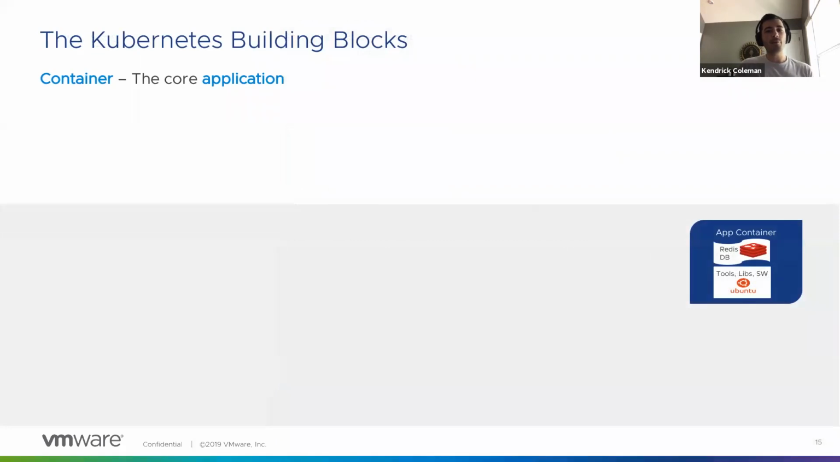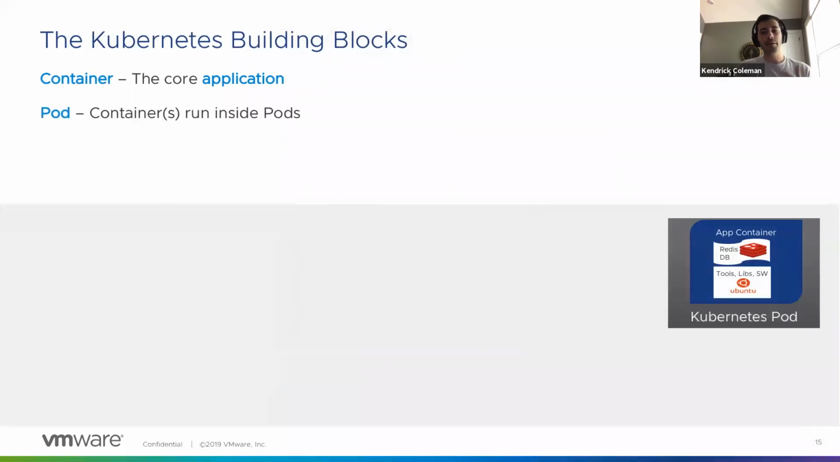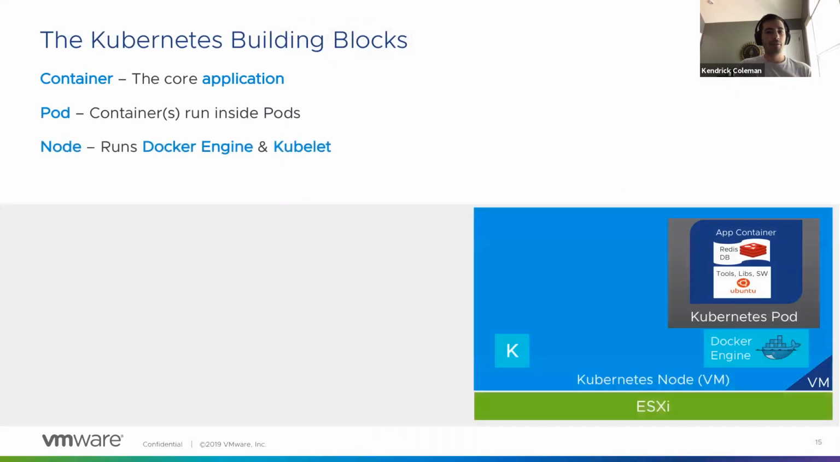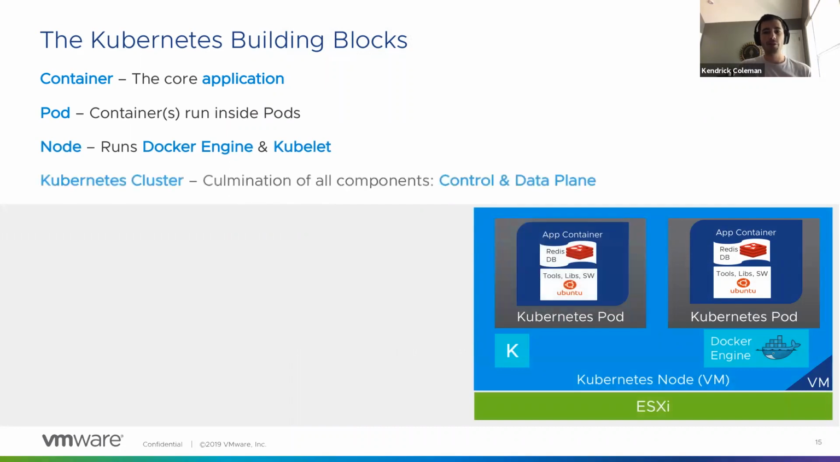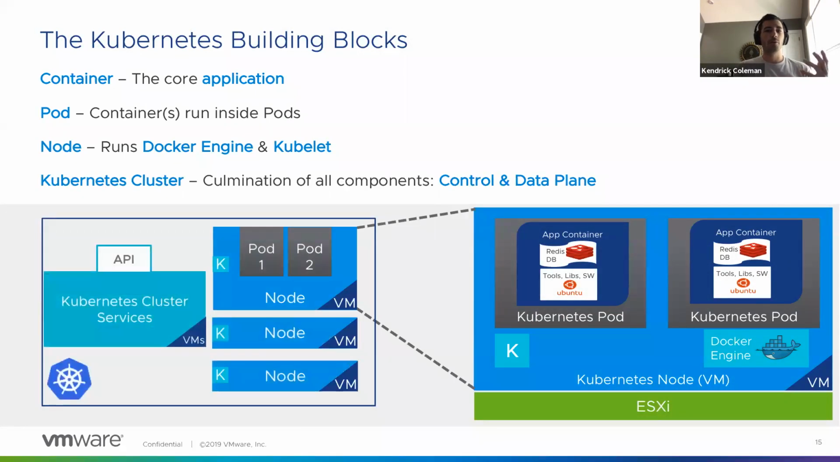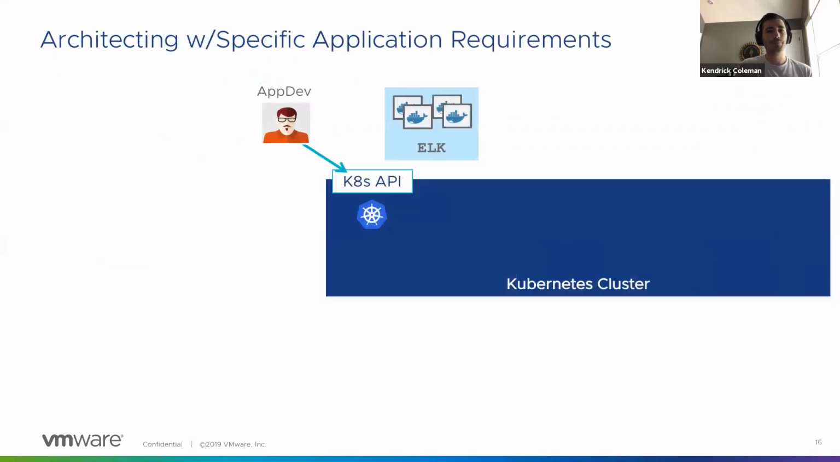So on a final note about the architecture, the container is just wrapping your application. The pod runs multiple containers for your application. The worker node runs the container runtime, as well as the Kubernetes agents. And the control plane is where your management components are, and all of this runs on top of vSphere as well.